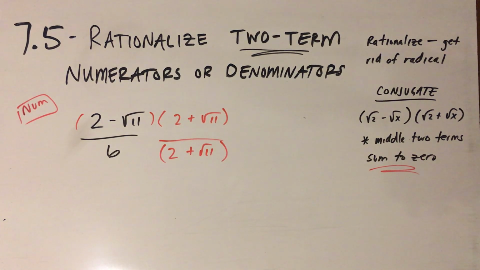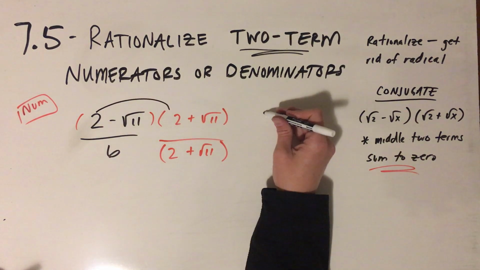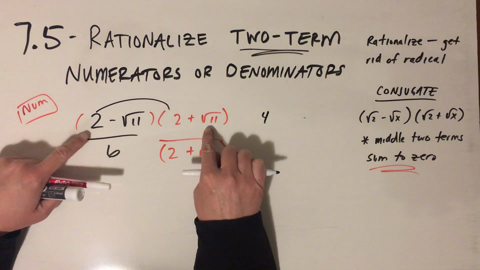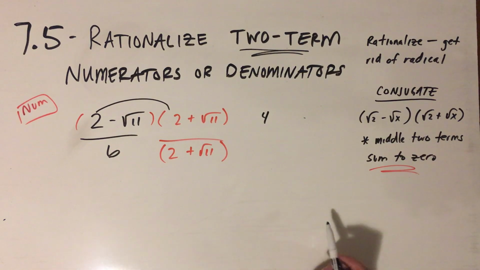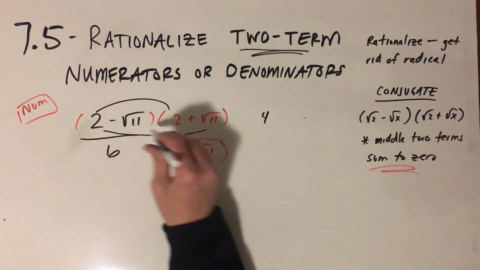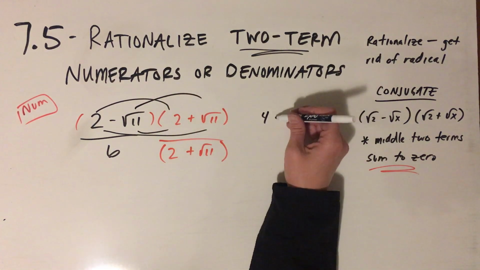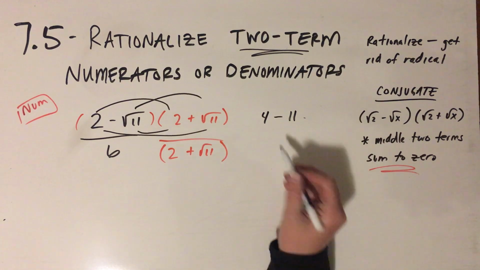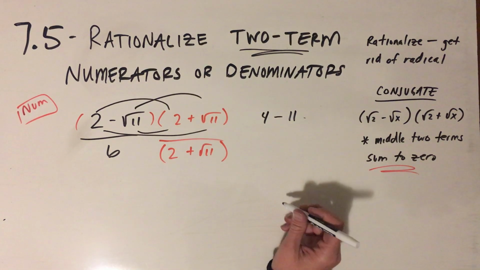So the 2 times 2 is going to give me 4. The outer is going to give me a positive 2 square roots 11 and a negative 2 square roots 11, which will sum to 0. Again, that's why we use the conjugate. So I'm just not going to write those because they're going to sum to 0 anyways. The square root of 11 times the square root of 11 is just going to give me 11. I'm going to have a negative 11. So 4 minus 11 is going to give me a 7 on the top.